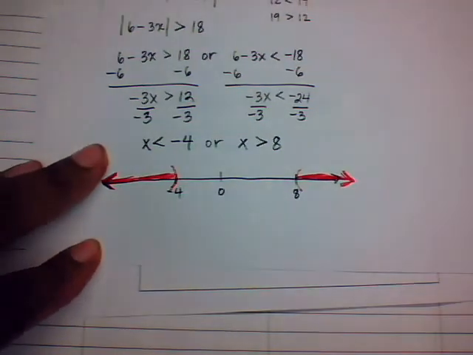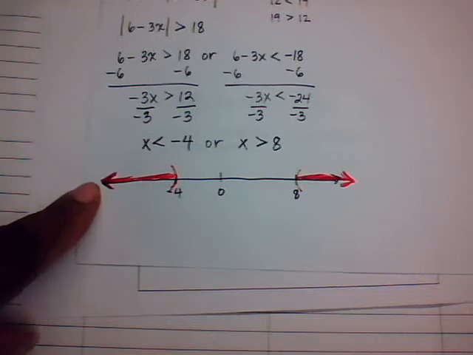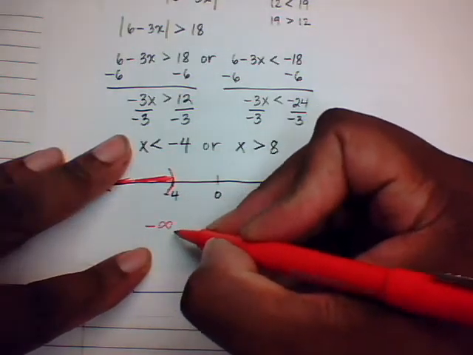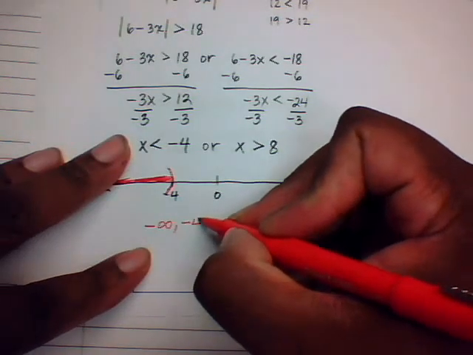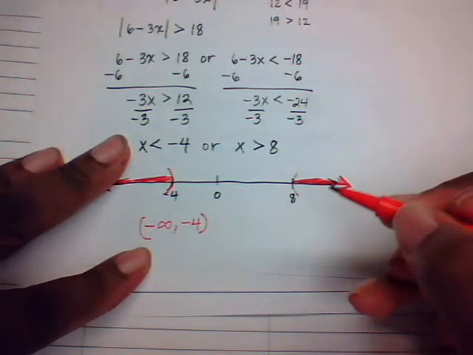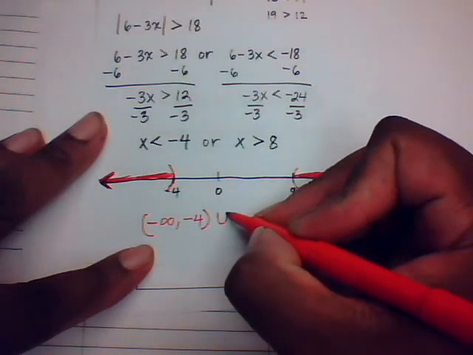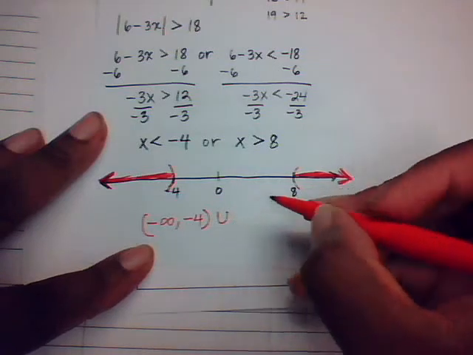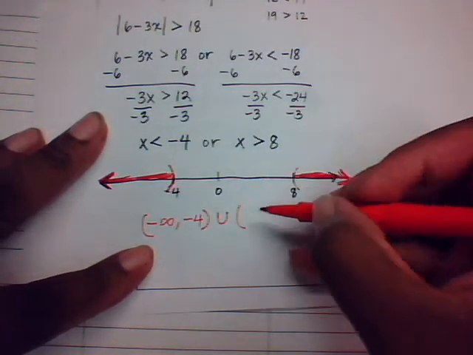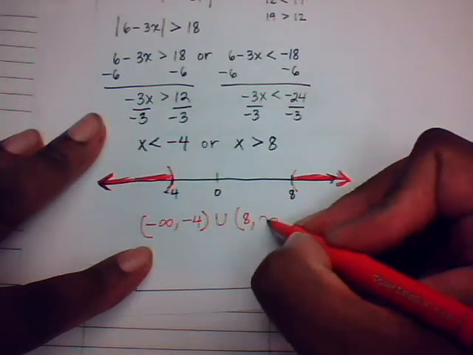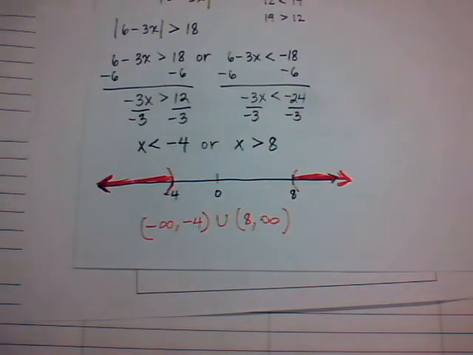Now let me show you the interval notation for this. We're looking at the numbers from negative infinity up to negative 4. So that's one interval, negative infinity to negative 4, with the parentheses around both the negative infinity and the negative 4. And this U represents the union of those two, because we're putting the two together. And then this other interval is from 8 to infinity. Okay, so that's how you'll write that in interval notation, because you're putting the two together.